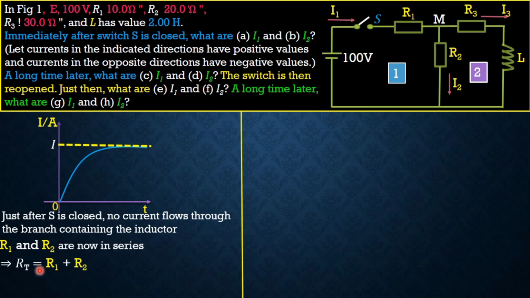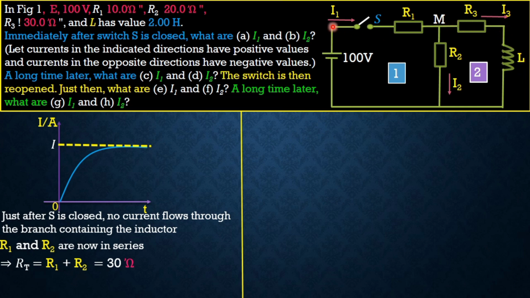Great. That therefore implies R1 is 10.0 ohms, R2 is 20.0 ohms. So we do that, we have a value of 30.0, or 30 ohms. Keep in mind, friends, that when the switch is closed, like I said, no current flows through the branch that has the inductor. No current flows there initially, just when the switch is closed.